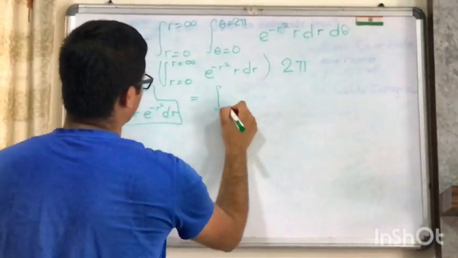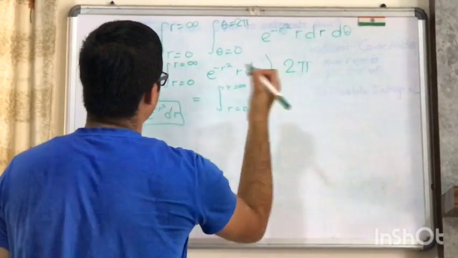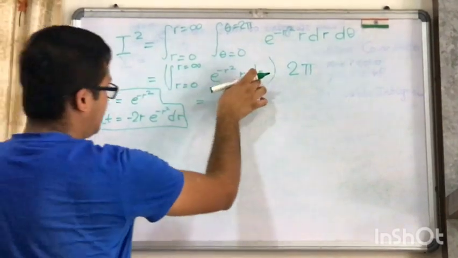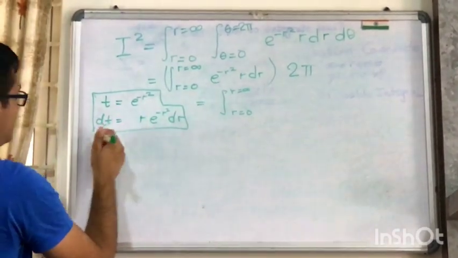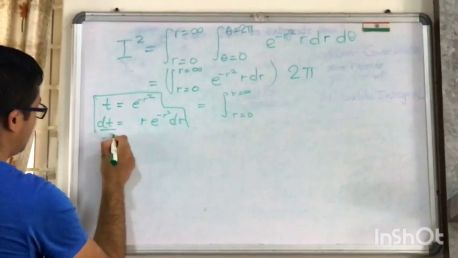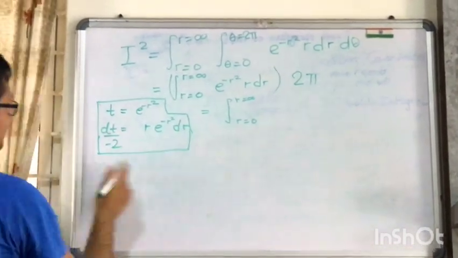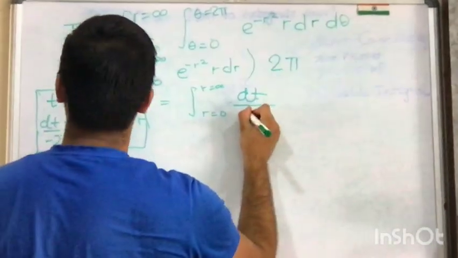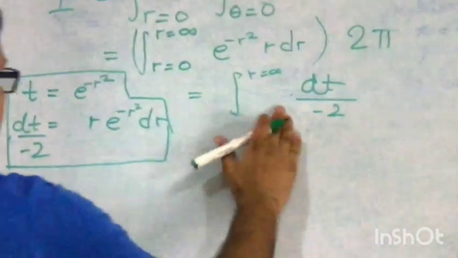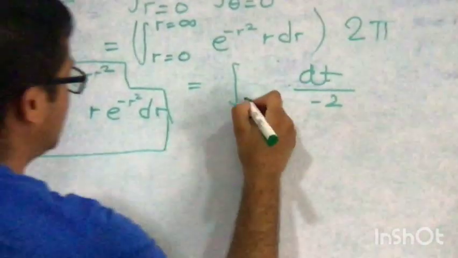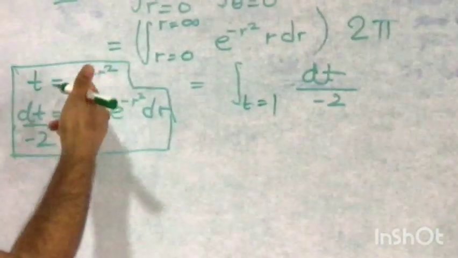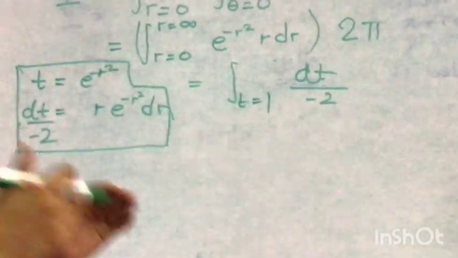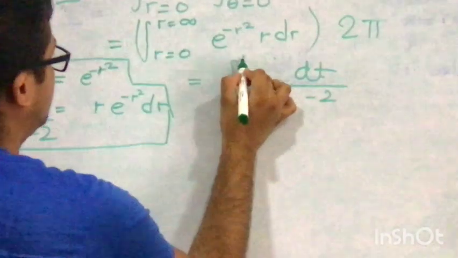So if you substitute it from r equal to 0 to r equal to infinity, we have e power minus r square into r into dr, so this will be nothing but this particular thing. You can substitute it as dt divided by minus 2, and the limits will change. If you substitute r equal to 0, that is t equal to 1, and if you substitute r equal to infinity, it is nothing but e power minus infinity, so the limit tends to 0.